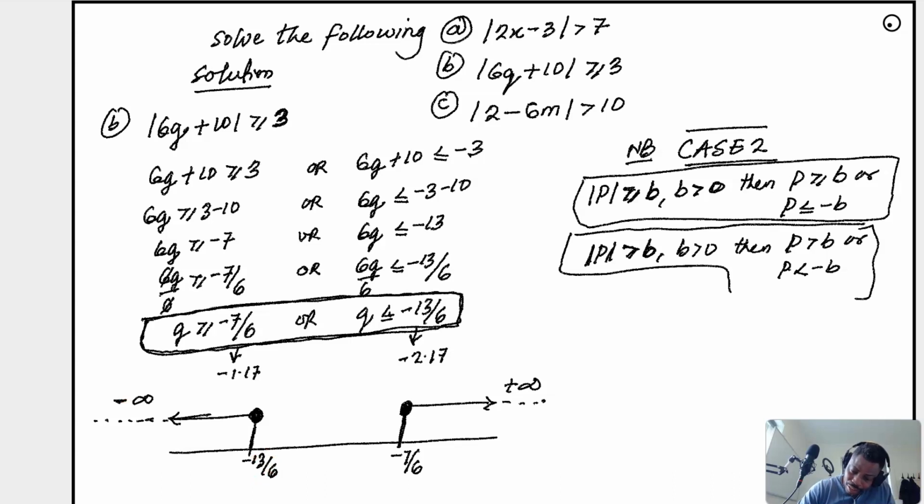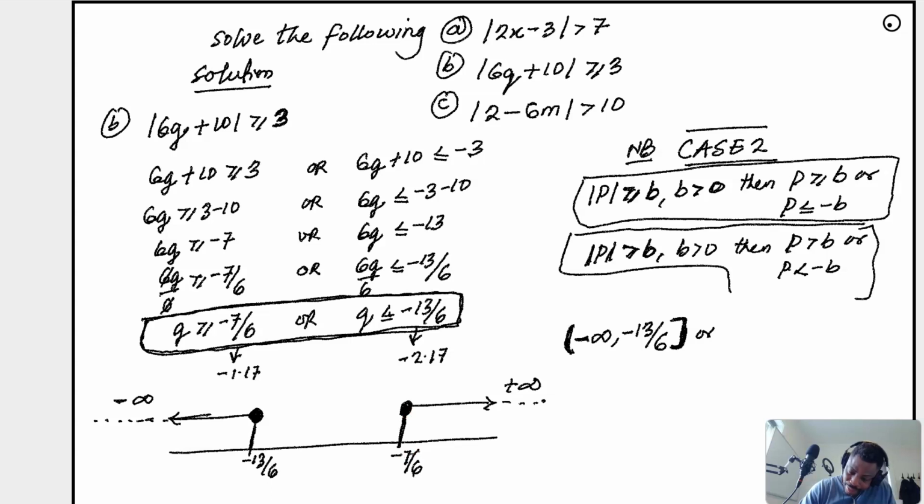So minus infinity, I'll open a bracket, minus infinity, then minus 13 over 6. But minus 13 over 6 is the one that is inclusive because it is shaded. So I will use a square bracket because it's inclusive. A square bracket. Okay?